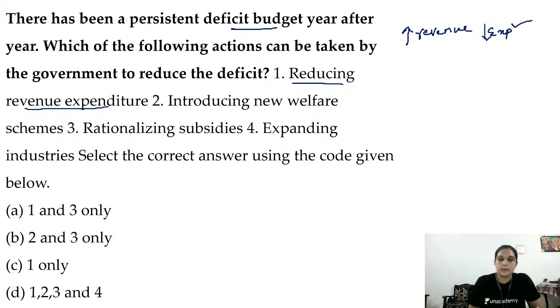Introducing a new welfare scheme: welfare schemes are also expenditure only, so introducing one will increase the expenditure. The second statement is wrong. Rationalizing subsidies is decreasing the expenditure, so that will be right. Expanding the industries is capital expenditure, a means of increasing the revenue, and when you increase the revenue, the deficit will reduce. So the fourth statement is right. So what they are asking can be achieved by 1 and 3 only. Okay. Yes.